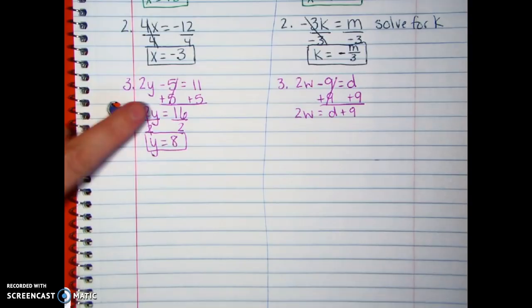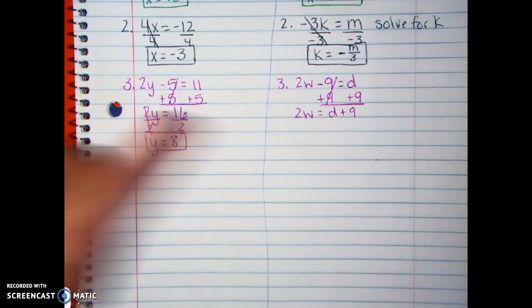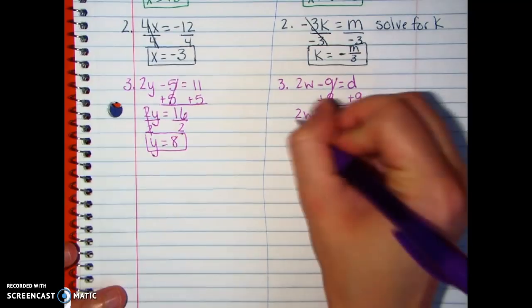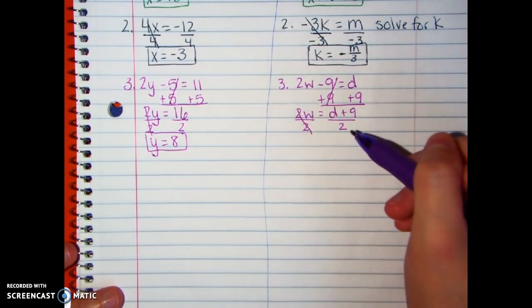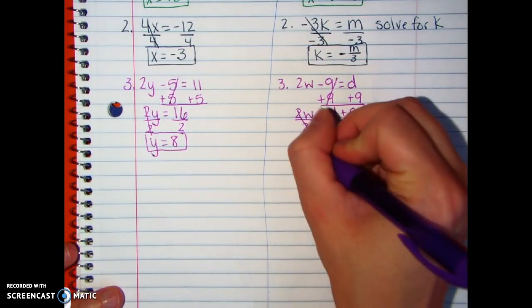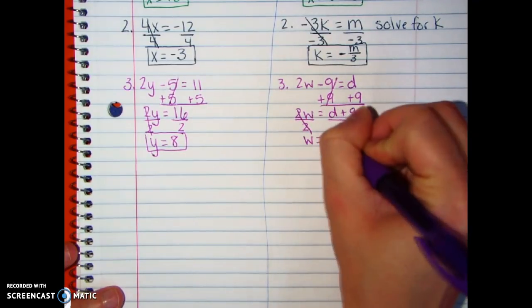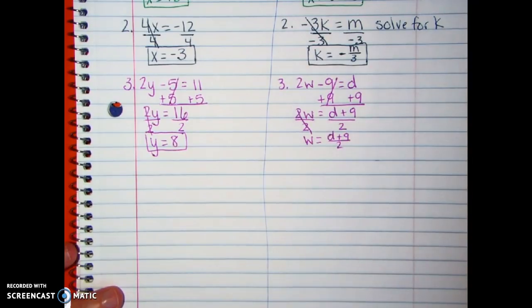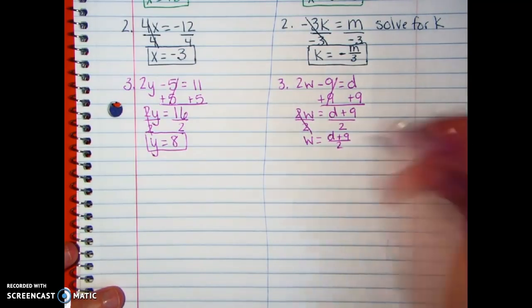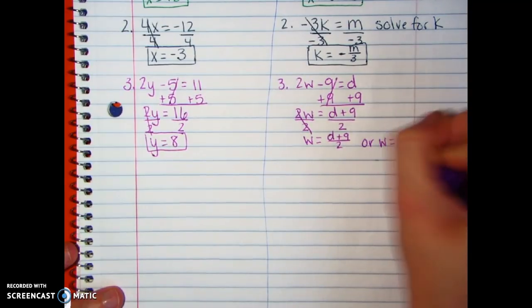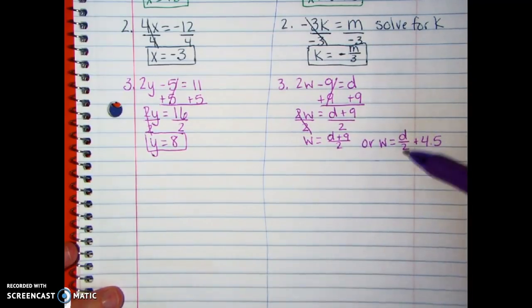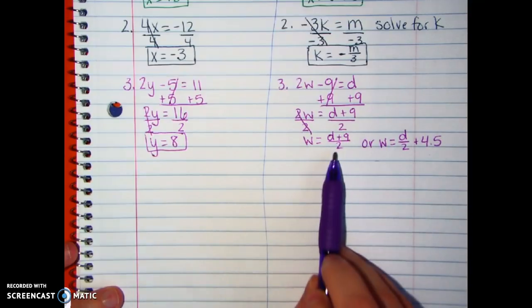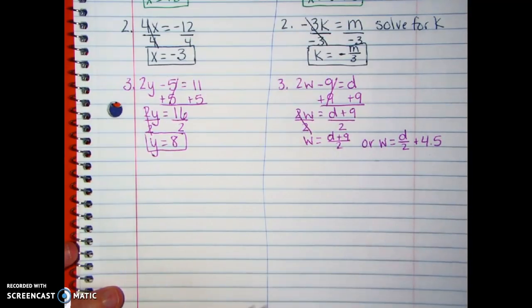Now over here, the next step I did was divide by 2. I'm going to do that over here as well. Divide by 2, divide by 2. I can't actually divide d plus 9 by 2, so I'm just going to leave it like that. w equals d plus 9 over 2. Technically, you could rewrite this as d divided by 2 plus 4.5, if you did 9 divided by 2, you'd get that 4.5. I prefer this way, but I would accept either one on a test.